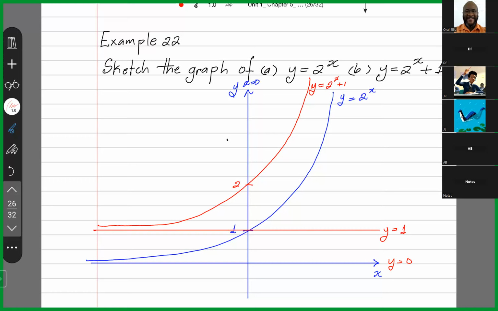So the minimum value, so the range for y is equal to 2 to the x plus 1 is y is greater than 1. The graph never cuts the line y is equal to 1, and the domain remains x is an element of the set of real numbers, but the range changes to y is greater than 1.